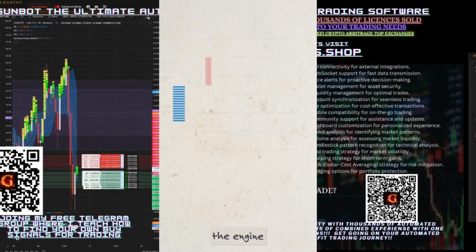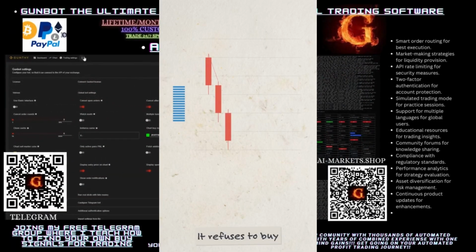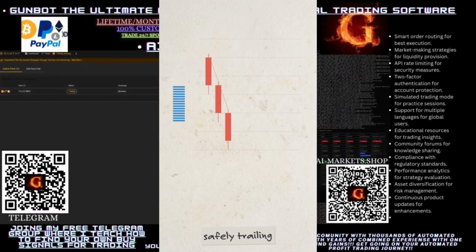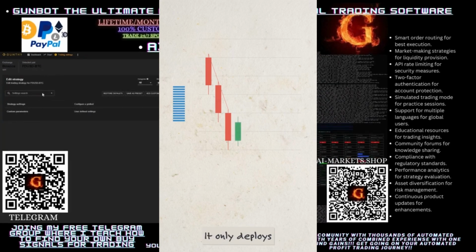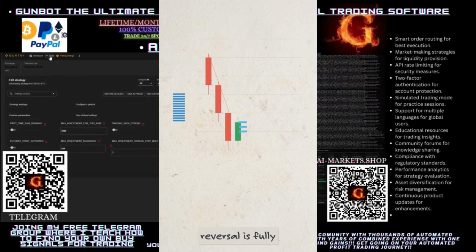When the market dumps, the engine actively protects your capital. It refuses to buy on red candles, safely trailing the price down. It only deploys funds when a green reversal is fully confirmed.